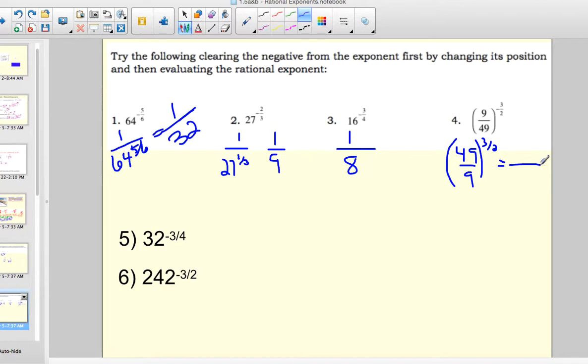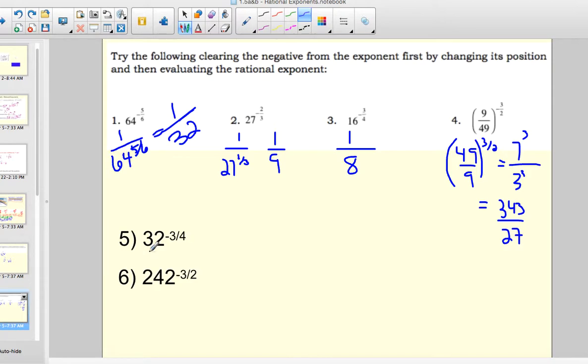You take the square root of 49, which is 7. So it's going to be 7 to the 3rd, and the square root of 9 is 3, to the 3rd. And 7 to the 3rd is 343 over 3 to the 3rd, which is 27. See if you can reduce it. You can't in this case. I think that's the final answer here.